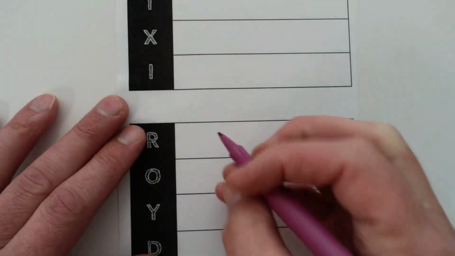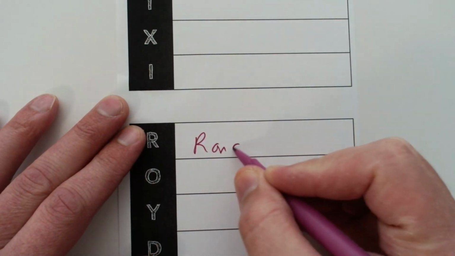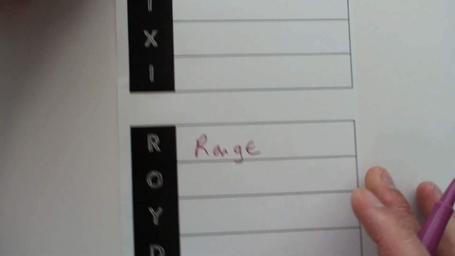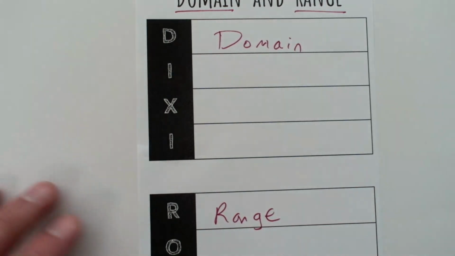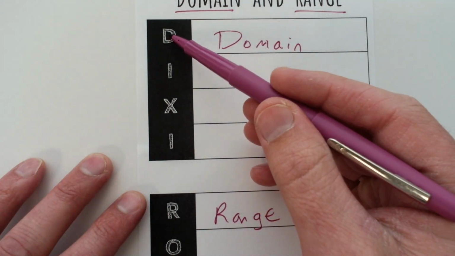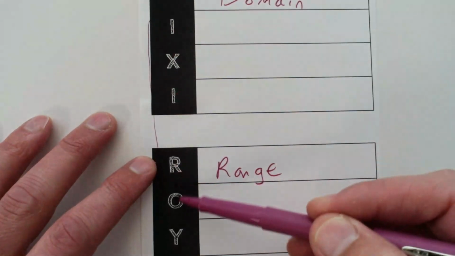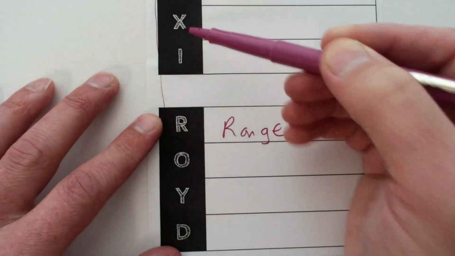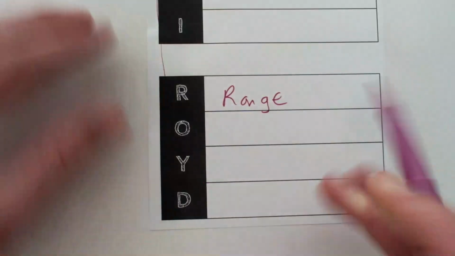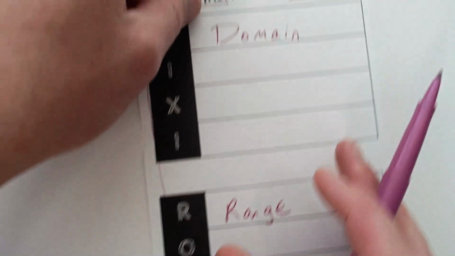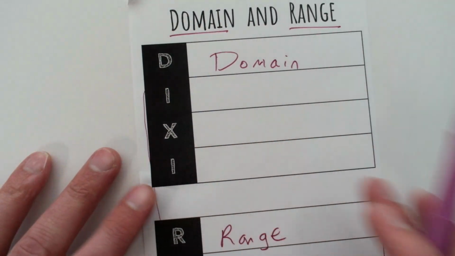For the R, that stands for range. So what you'll notice is the D and the R will pair up. This I and this O will pair up. The X and Y will pair up. And the I and the D will pair up. But these are all the different words that we use for domain.